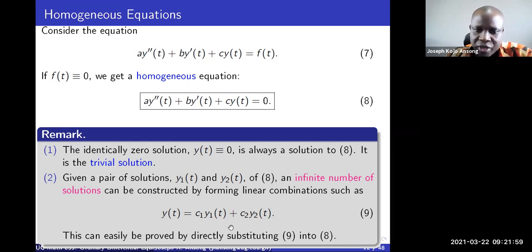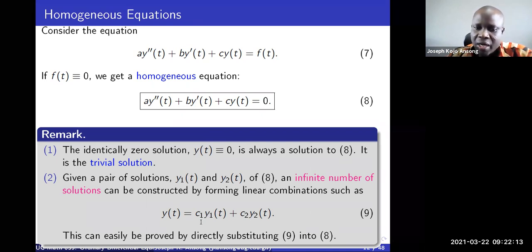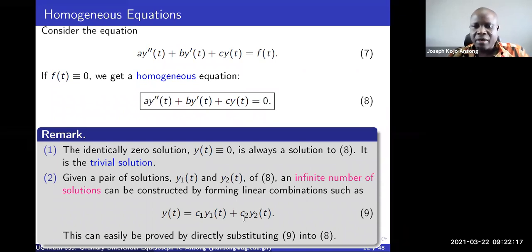It's easy for us to show that this combination is a solution by directly substituting equation 9 into equation 8. You can show that this is a solution to this. But this is an infinite number of solutions because this is true for all combinations of C1 and C2. So you have an infinite number of solutions. Keep this in mind.